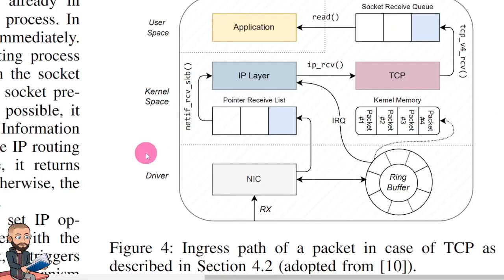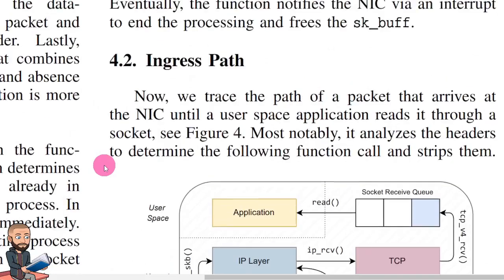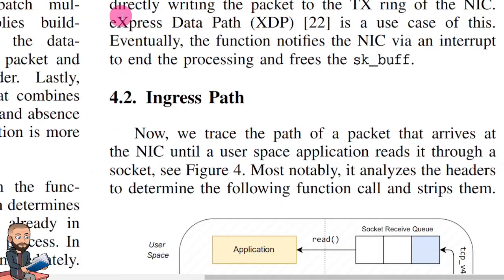In the last video, we looked at one very similar. It was also for TCP, but over here was the queue discipline buffer. But let's see how this picture works in the context that we're reading here. dev_direct_xmit allows circumventing the QDisc, directly writing the packet to the transmit ring of the NIC. Express Data Path is a use case of this. Eventually, the function notifies the NIC via an interrupt to end the processing and free the skbuf. This XDP being a type of network socket for heavy loads.